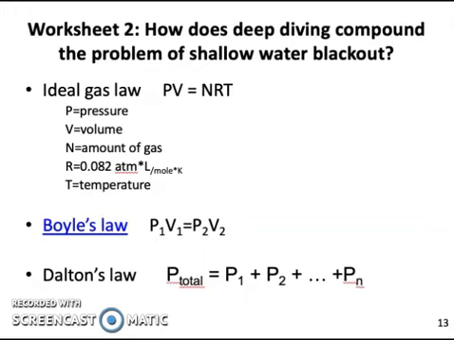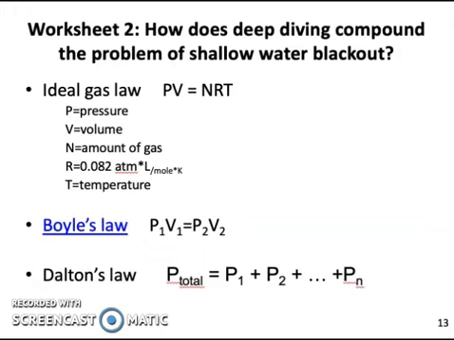Adding in this new element of depth means we have to consider how pressure changes with increasing depth. As you descend in the water column, pressure increases very rapidly. The amount of pressure on our bodies at sea level is 14.5 pounds per square inch. If you go down in the water to a depth of 10 meters, that pressure doubles. For every additional 10 meters you descend, the pressure goes up another 14.5 pounds per square inch.